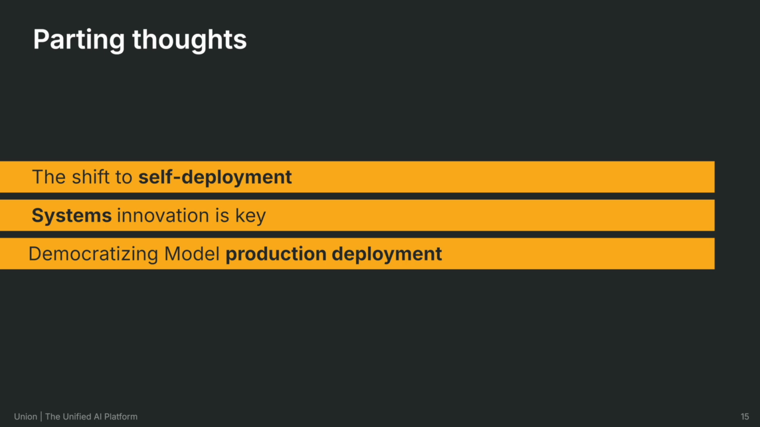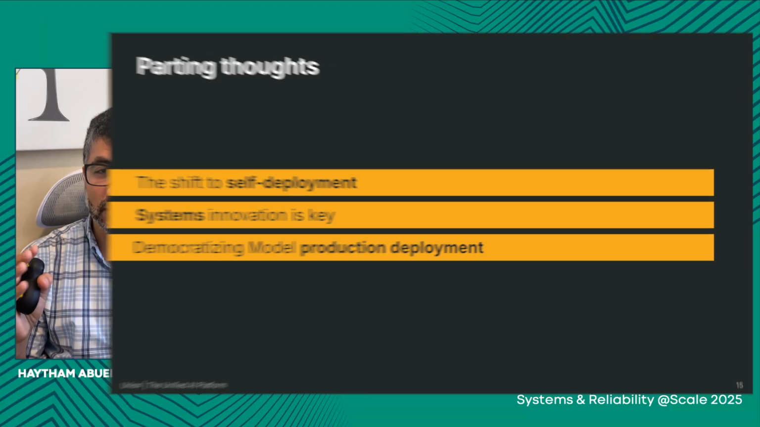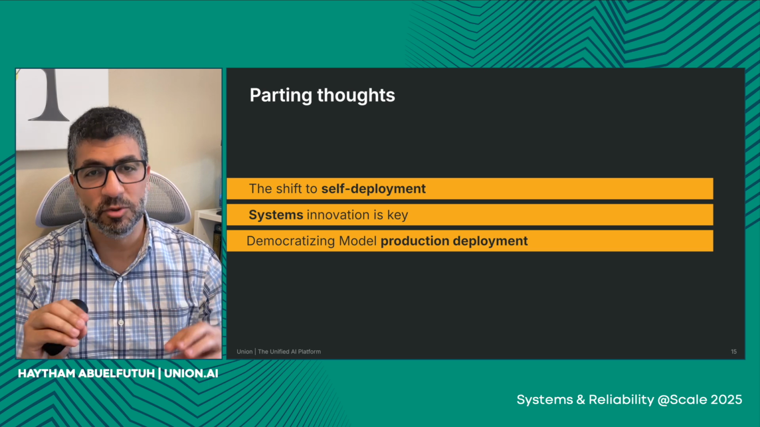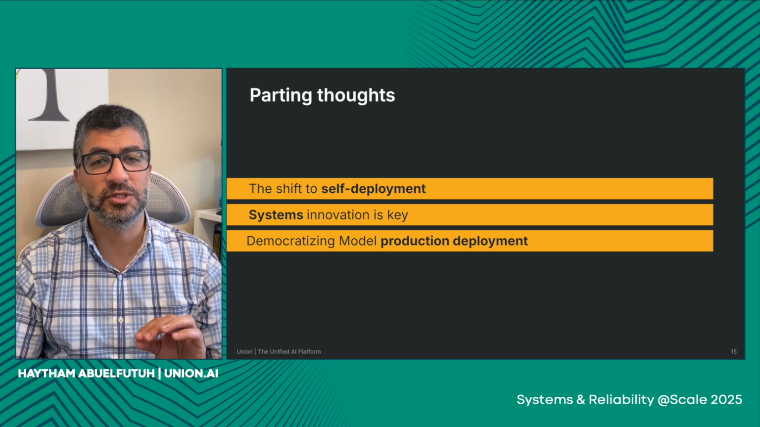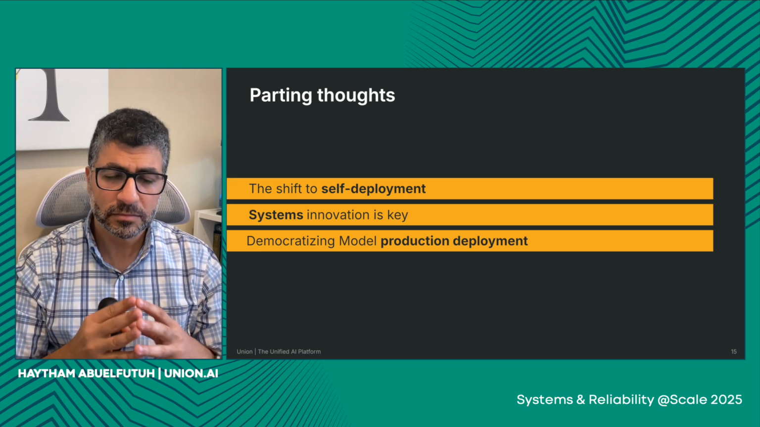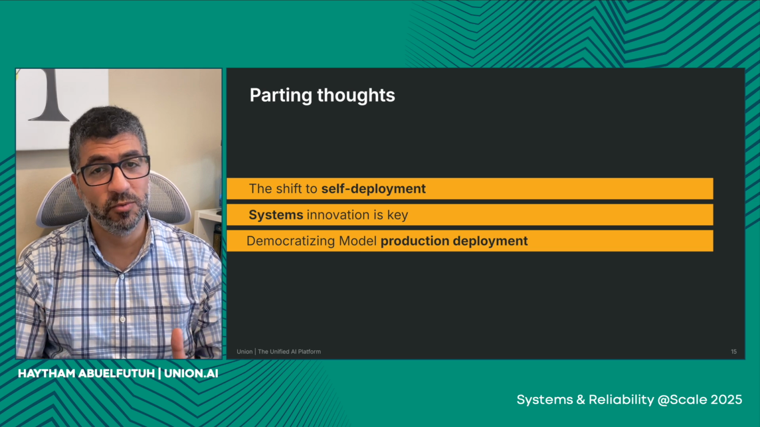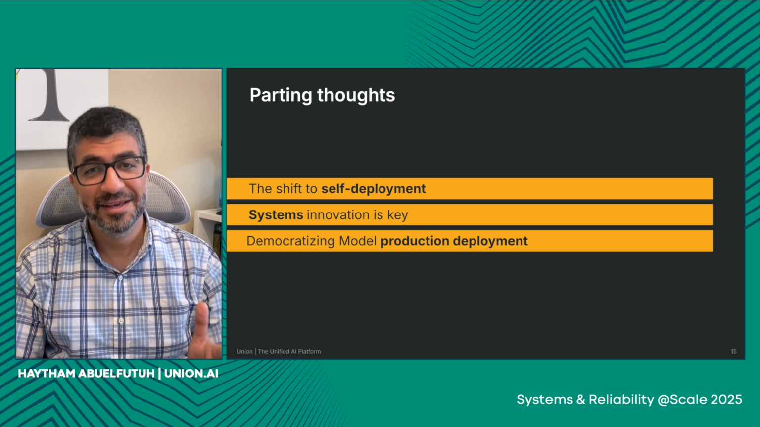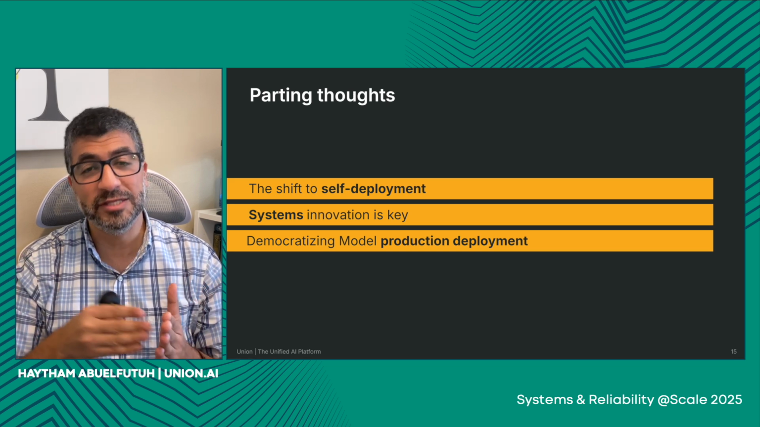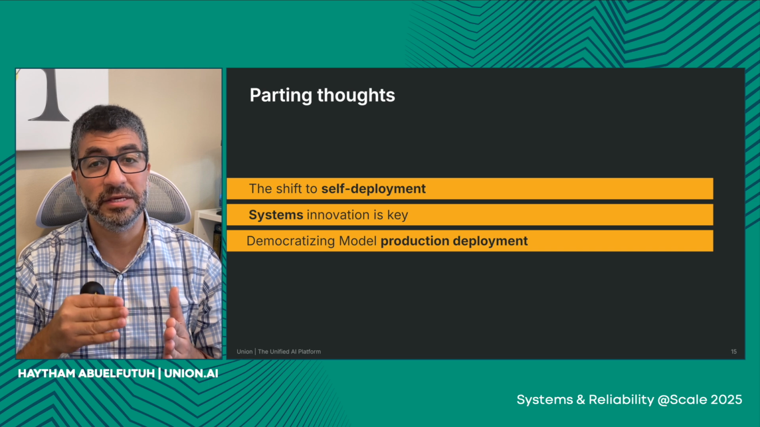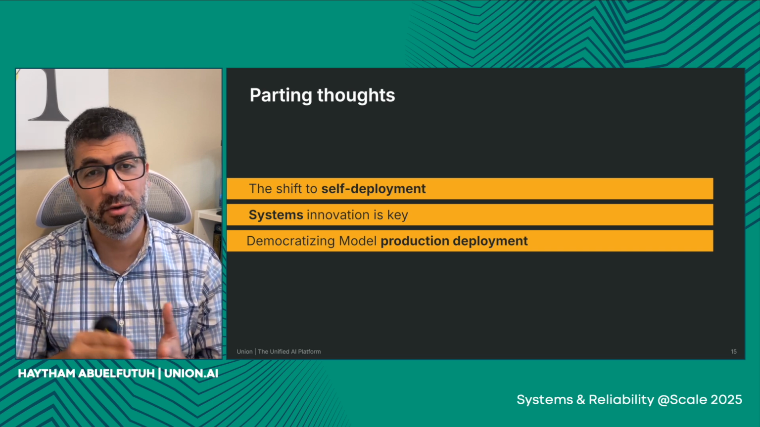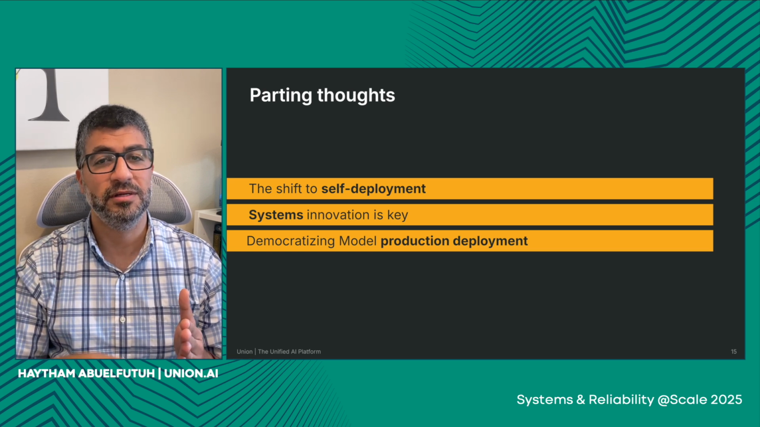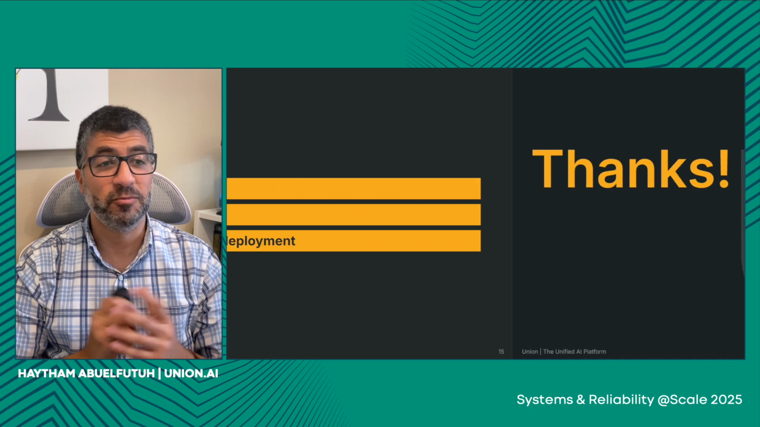I think systems innovation is key. I think people thinking about how to serve requests, how to ship things to production from a distributed systems perspective is going to be the differentiator for a successful launch or not. And lastly, I think we should all be working towards democratizing this process. It's a lot of work, but I think it's getting to a point where it needs to exist at high scale with very low friction and low barriers to entry, to make it seamless for everyone to take their models to production. And with that, thank you.